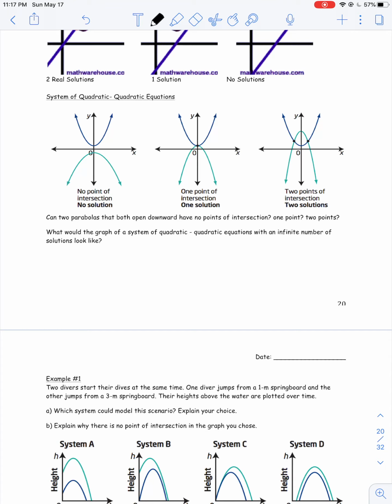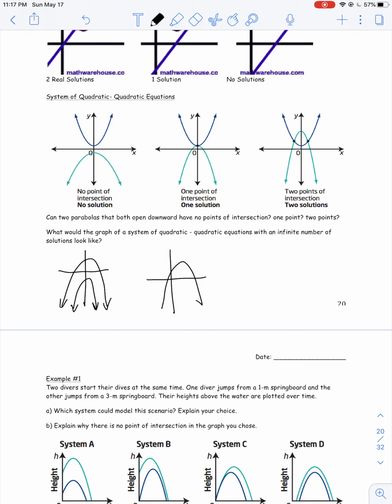So can two parabolas that both open downward have no point of intersection? Yes. Well, if you have one wide parabola and one skinnier one, they can have no intersection. So it would look like this: one wide one skinny one. As long as they're kind of going at the same pace, they will have no intersection.